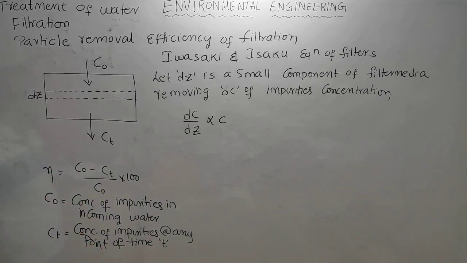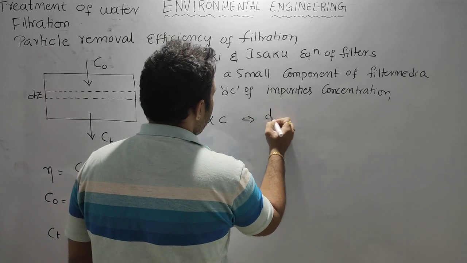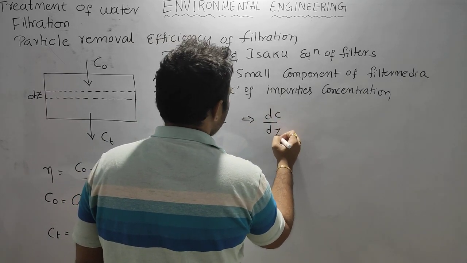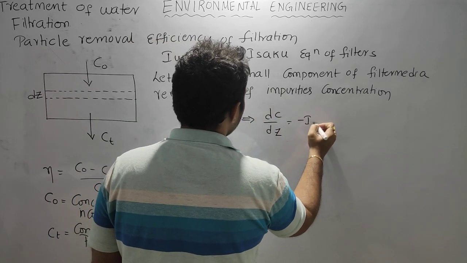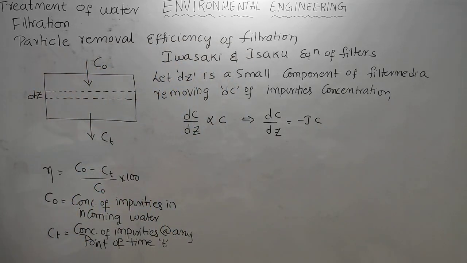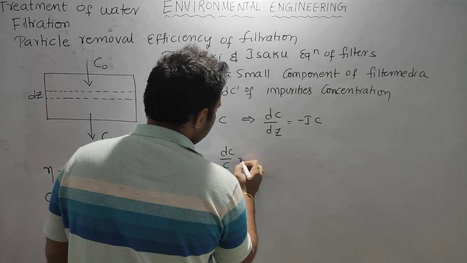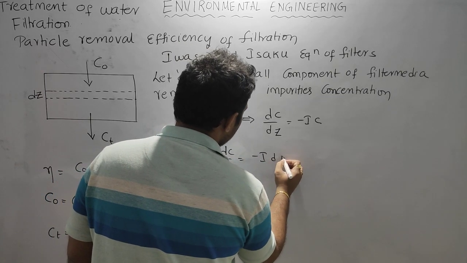So if you take this with a proportionality constant, dc by dz is equal to minus I into C. Why minus? As I told you, concentration is decreasing, removal is happening. If addition is happening, then it is positive. Removal is happening, then it is negative. Okay. So now dc by C is equal to minus I dz.